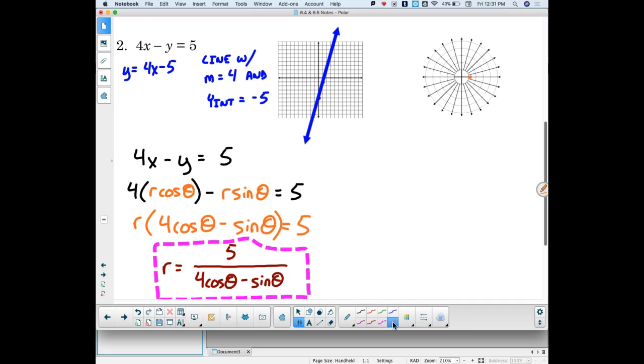Right? If I put in 90 degrees, or pi over 2, now my cosine is 0, and my sine is 1. So 4 times the cosine at pi over 2 is 0, minus the sine at pi over 2 is negative 1. 5 divided by negative 1 is negative 5. So if I'm up here at 90 degrees, I would go 5 down, so I'd really be going down to there.